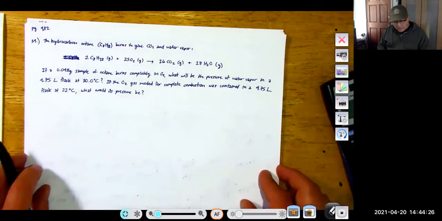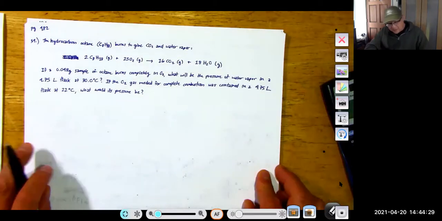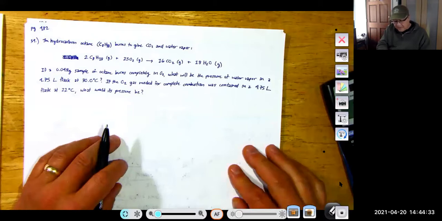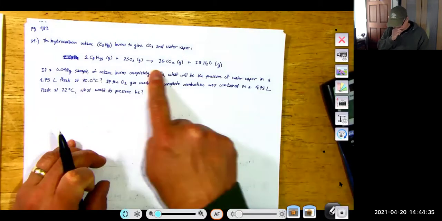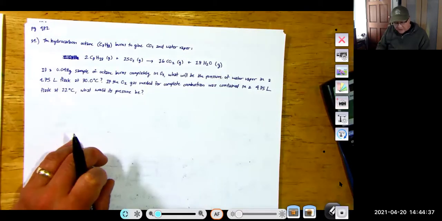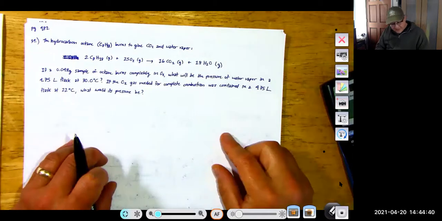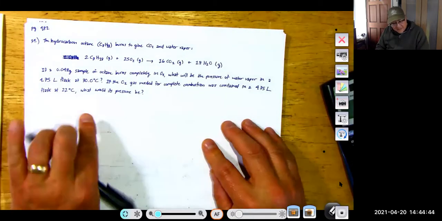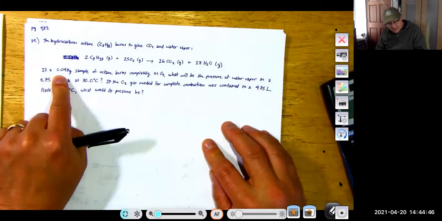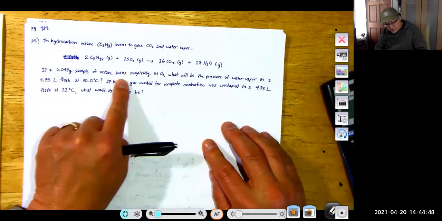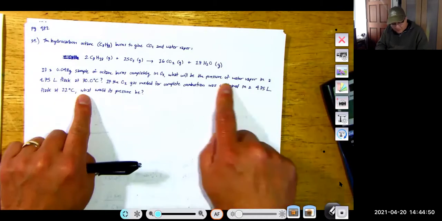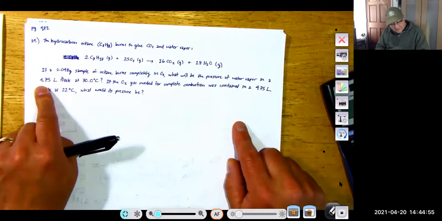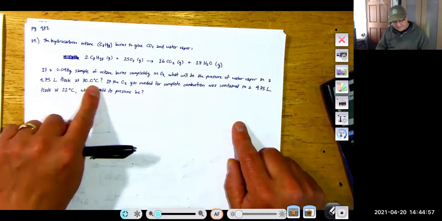The hydrocarbon octane burns to give CO2 and water vapor. And here we have a balanced reaction. I'm assuming it's balanced. We can double check, but I'm pretty sure it's okay. If a 0.048 gram sample of octane burns completely in O2, what will be the pressure of water vapor in a 4.75 liter flask at 30 degrees Celsius?